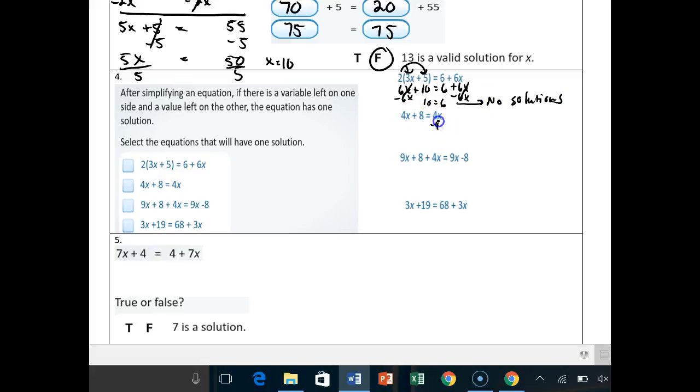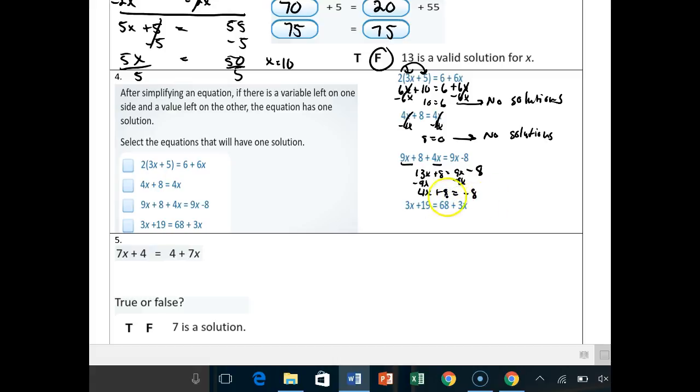Here, if I subtract 4x from both sides, again, my variables will cancel out. I get 8 equals 0. So again, we have no solutions. On this one, if I combine my like terms, since they're on the same side, I get 13x plus 8 equals 9x minus 8, my bad. And then what I can do is subtract 9x from both sides. I'll get 4x plus 8 equals negative 8.